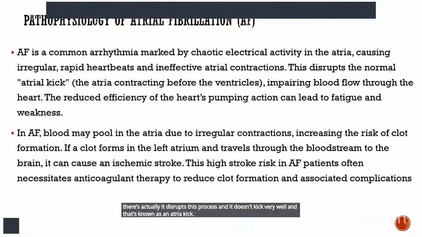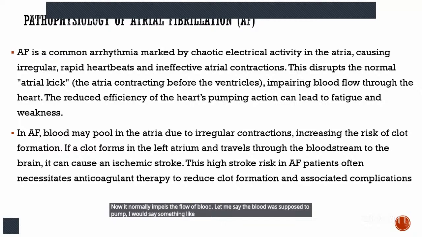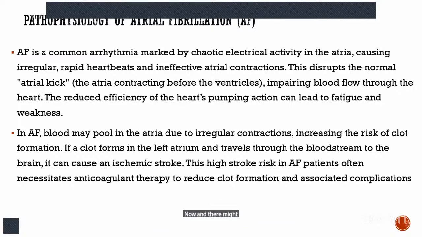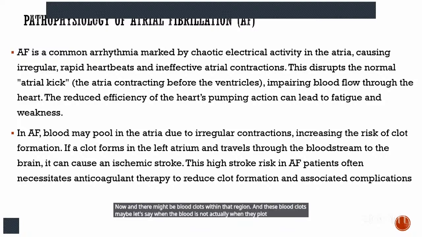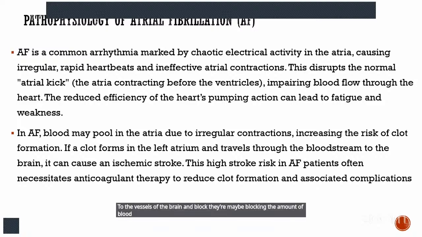Normally it impels the flow of blood. Let's say the blood was supposed to pump out something like 10 mils, for instance. This condition might limit the amount of blood that will be pumped out, and there might be blood clots pooling within that region. When the clot is pushed out, it might go to the vessels of the brain and block there, limiting the amount of blood that reaches the brain, and it might lead to stroke. I'm just trying to summarize it because of time.